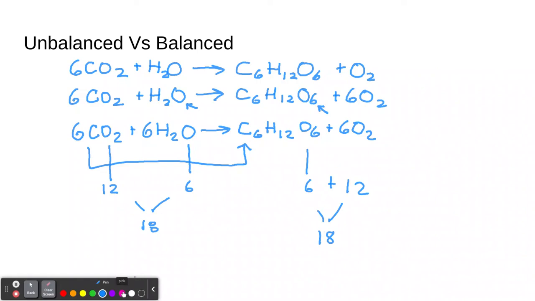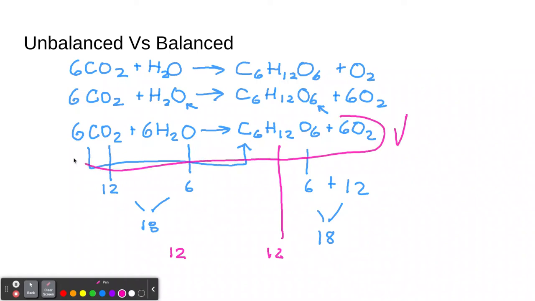Let's use a different color. Well, over here we're saying we have 6 H2s, which would be 12 hydrogen. And right here we have 12. We just balanced it. So this is a balanced chemical equation.